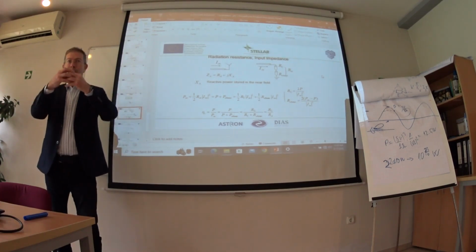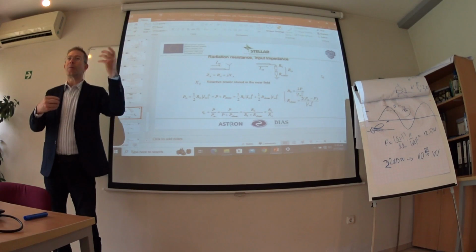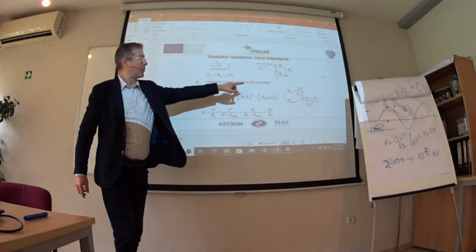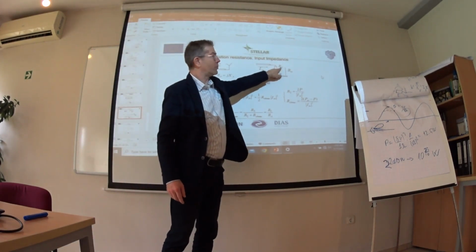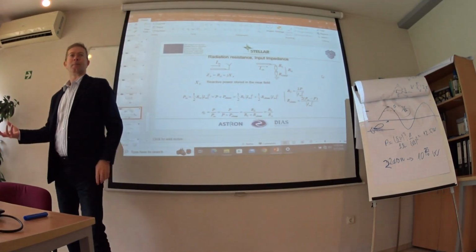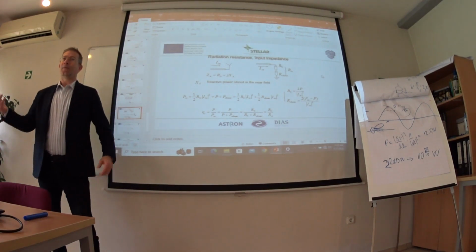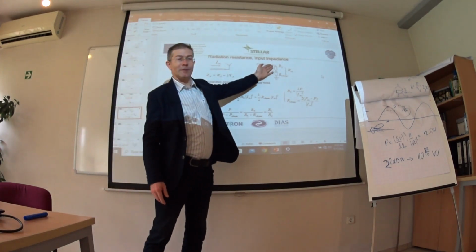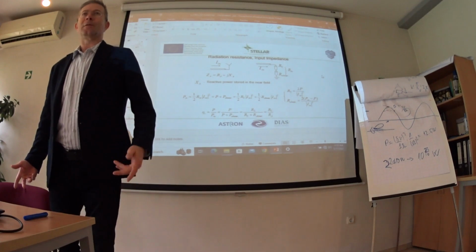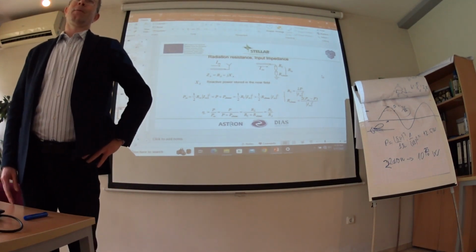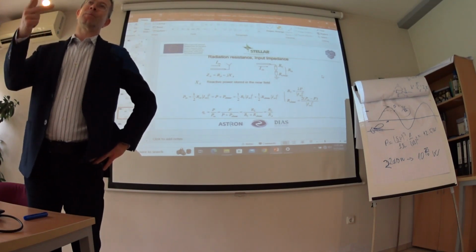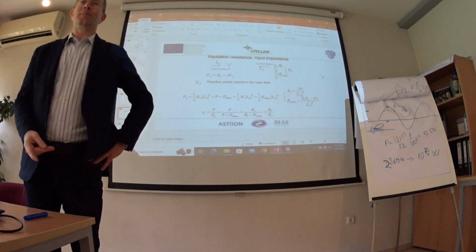These two powers have equivalent impedances, so we can represent them as loads. This load consumes the radiated power, and this load consumes the lost power. The first portion we call the radiation resistance of the antenna, and the second we call the ohmic resistance of the antenna. So the input impedance consists of two parts: radiation resistance and ohmic resistance.